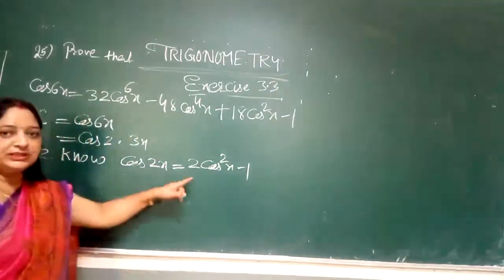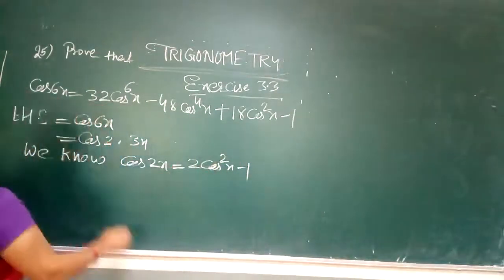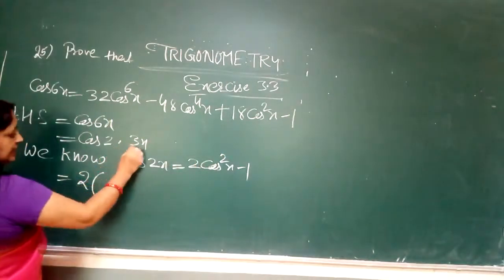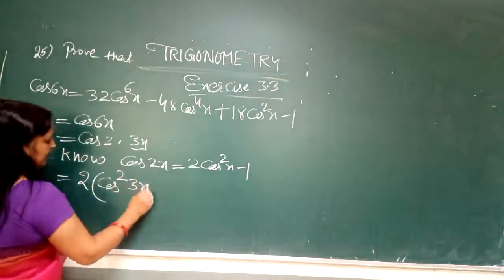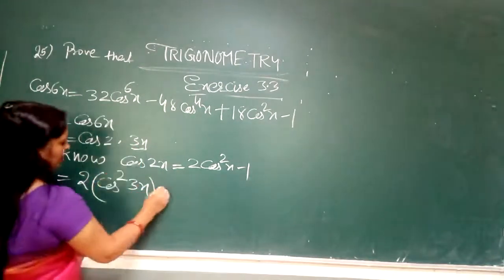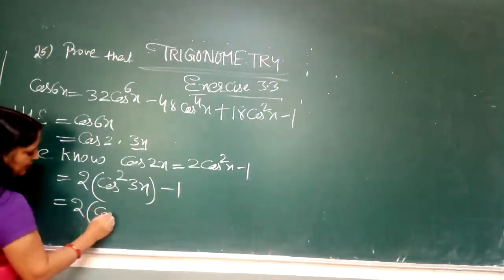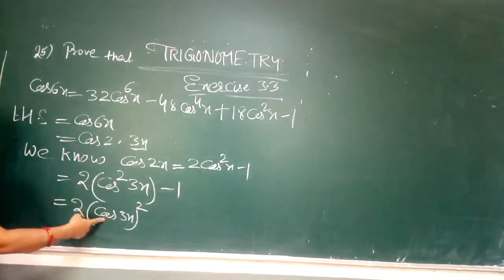Why are we using this one? Because the right hand side is in the form of cos. So after that, 2 into cos square of theta. What is theta here? Theta is 3x. So 2 cos square 3x minus 1. In the next step we can write this term, cos 3x whole square, in this form.